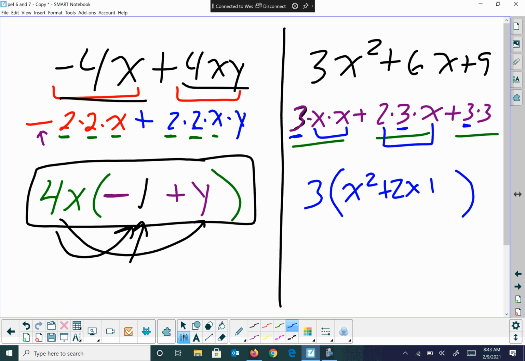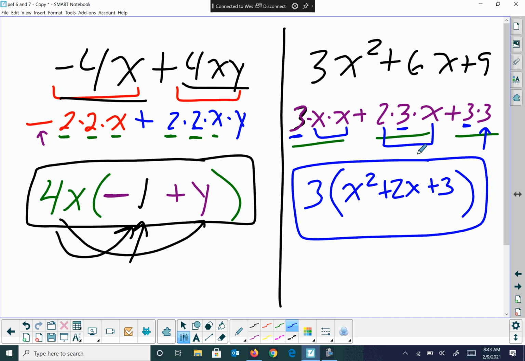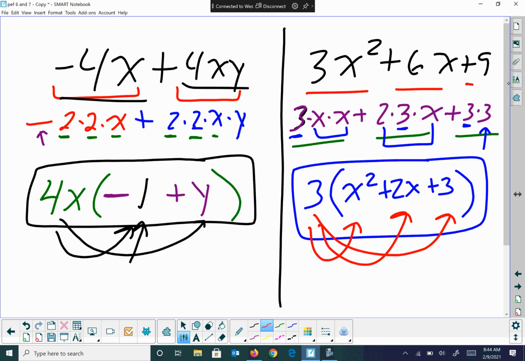Bring that plus sign down. And I have that 3. So this problem has been broken down. That's as far as we can break it down. Does that make sense? So if you redistribute, just to double check your work, is 3 times x squared 3x squared? Is 3 times 2x 6x? And is 3 times 3 9? It is. So this is my answer.